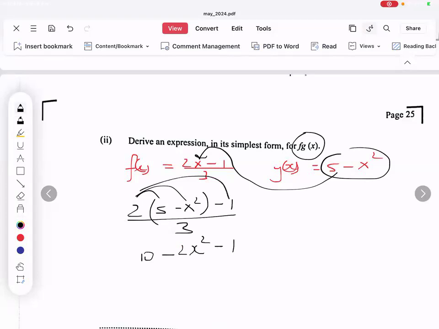Sir, why don't you use the 2 to do that? No, the minus 1 is not in the bracket. So just in case you guys were wondering why.